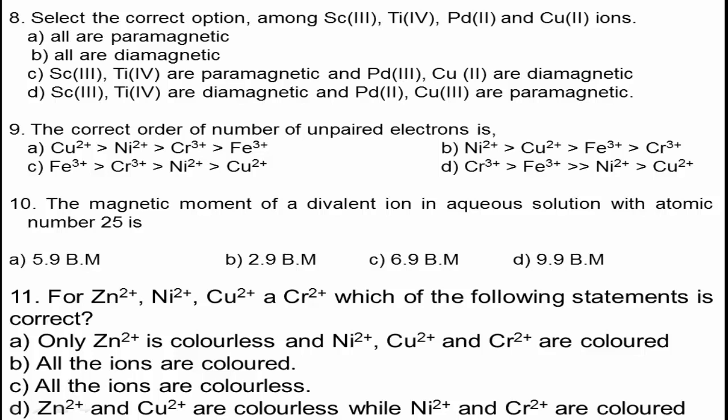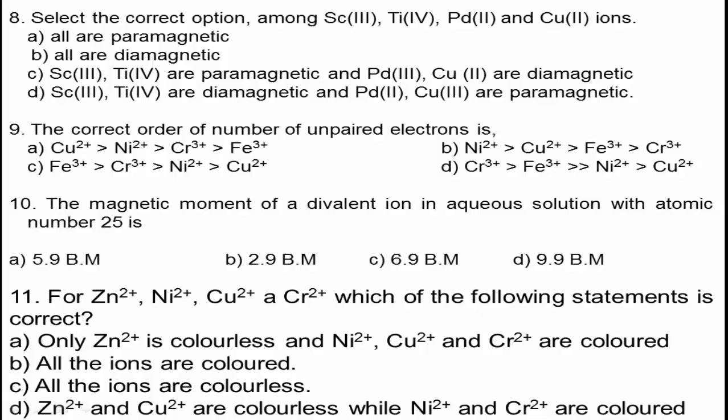Yes, students, you know, in Sc3+, its configuration is argon 3d0. It has no unpaired electron.